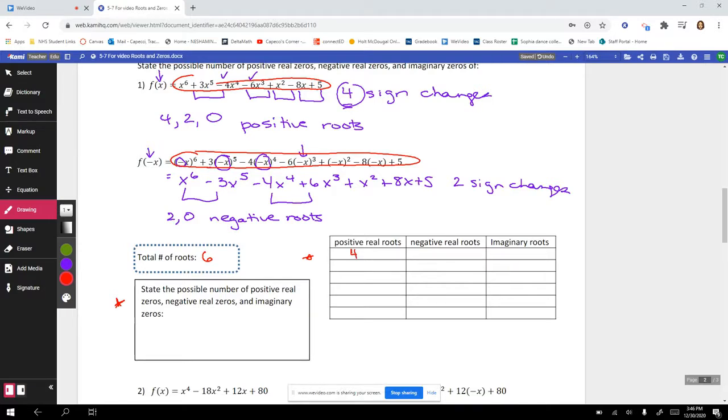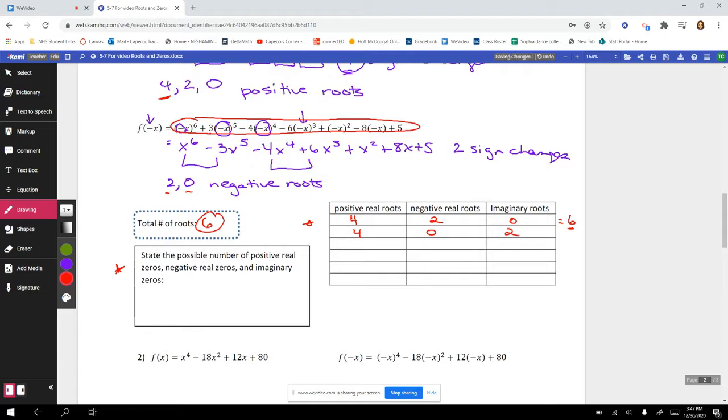We know we have to add up to 6. So when we add these 3 numbers, we should add up to 6. Okay, I could have 2 negative real roots. If that's the case, then I would have to have 0 imaginary roots, because that number has to add to 6 because of our total number of roots here. I could also have 4, and I could have 0 negative roots, in which case there would have to be 2 imaginary roots. Okay, that would be the only option when my positive roots are 4.